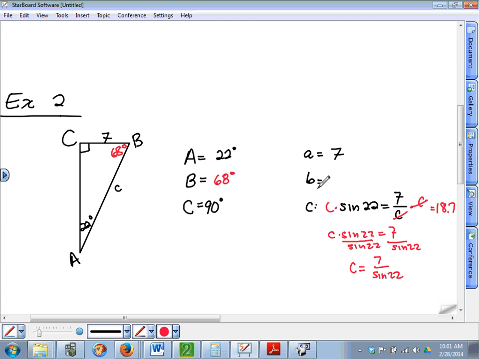Do we expect side B to be smaller or larger than side C? Why smaller? Because C is the hypotenuse. C has to be the largest side.